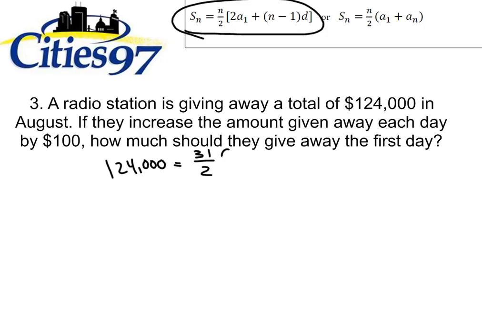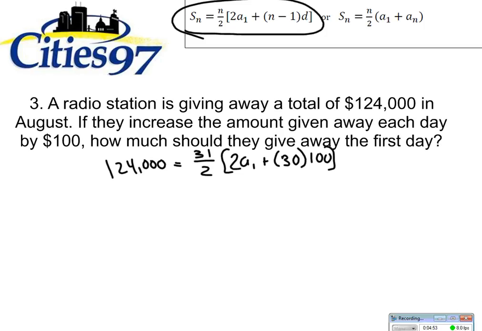So 2 times a1 plus n minus 1 will be 30 times 100 bucks. So it's going to look like that. So now, much like we did before, we got a little distribution to do.